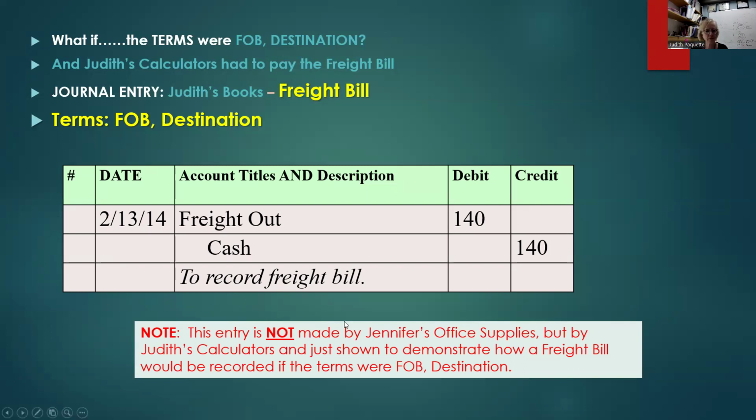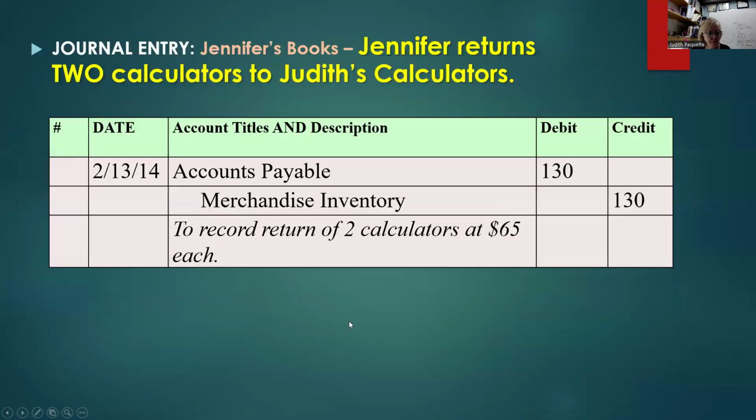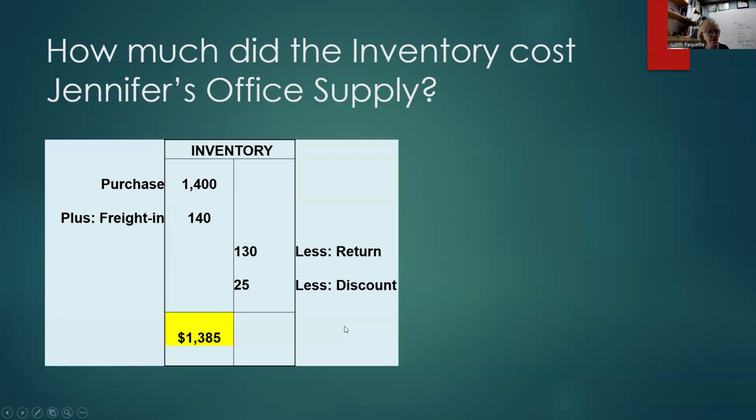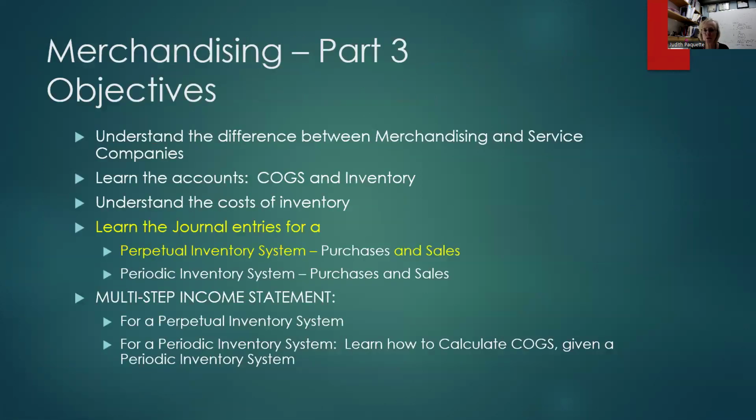Okay. Now, so for a perpetual system, let's be clear. For a perpetual system, everything is booked to the inventory account. The original purchase, the freight in, credit for returns, credit for discounts. There is no freight in used for perpetual inventory system. Now let's switch to periodic.